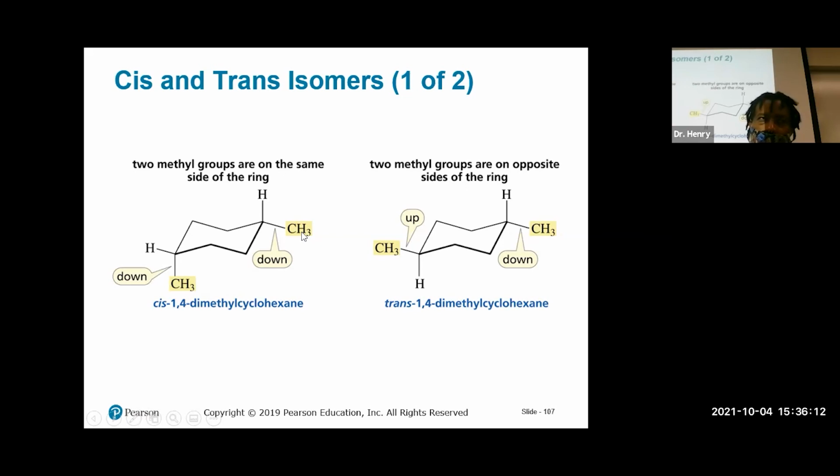Does that make sense? Okay, so when we do nomenclature, we also have to take into consideration isomers of each other, because those isomers play a part. This one, cis-1,4-dimethylhexane. That basically means that both of those are going down or up. They're both going in the same direction, right? Either one doesn't matter, but they have to be the same direction.